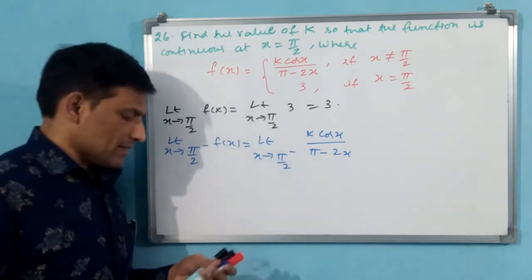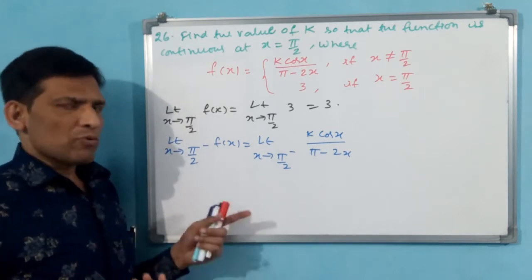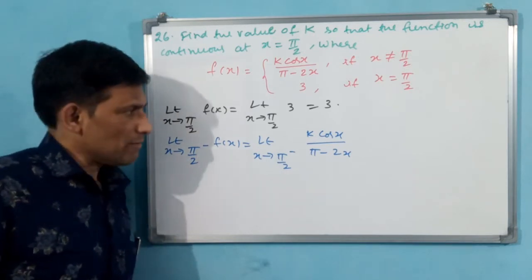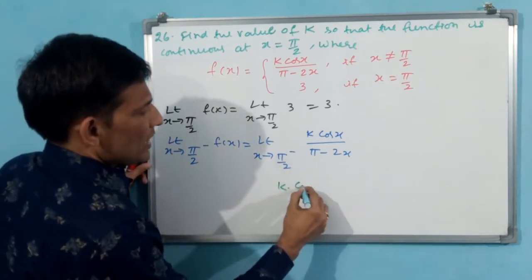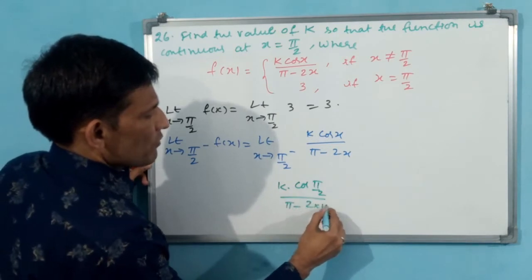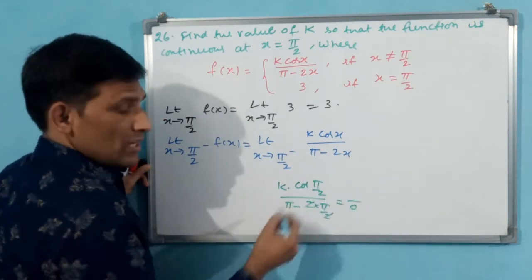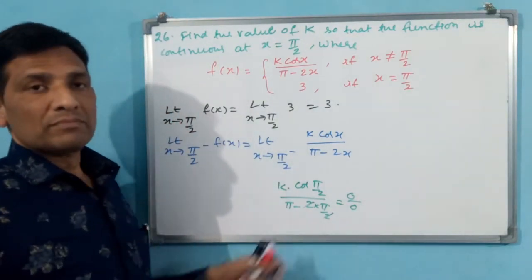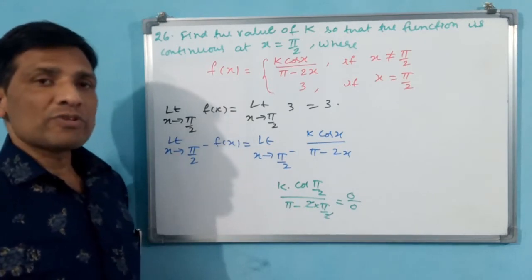Okay. Now wait and think now. If you apply pi by 2, why? Because see, pi by 2 minus, pi by 2 plus, both you are going to apply pi by 2 only. If you apply pi by 2, what is going to happen here? K into cos pi by 2 by pi minus 2 into pi by 2. Pi minus pi is 0. You see cos pi by 2 how much? 0. 0 into something is 0. 0 by 0 is going to become. 0 by 0 case we have to avoid in limits. Okay? Then how you are going to proceed?